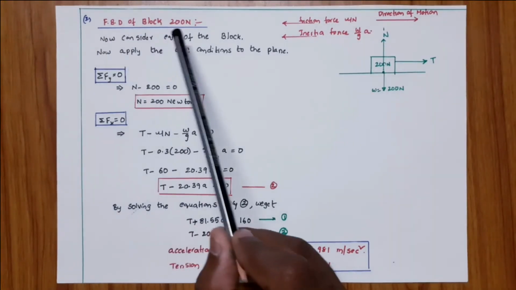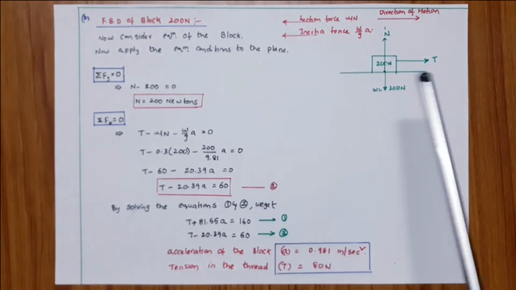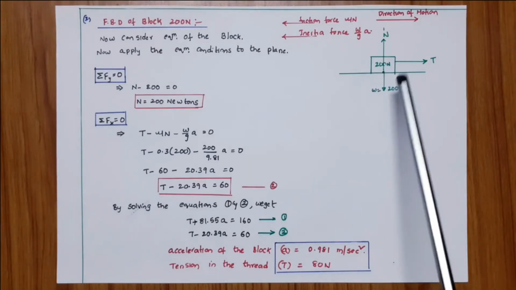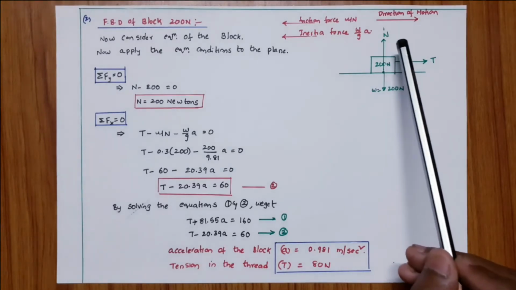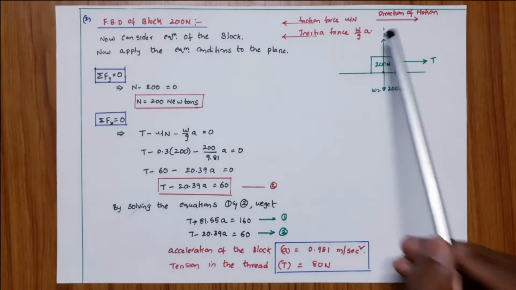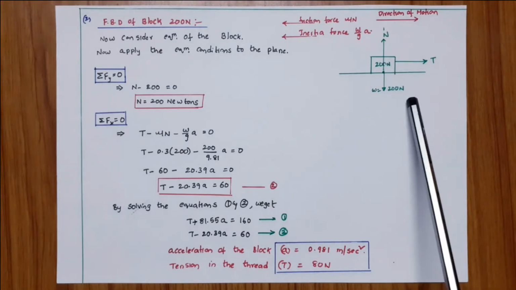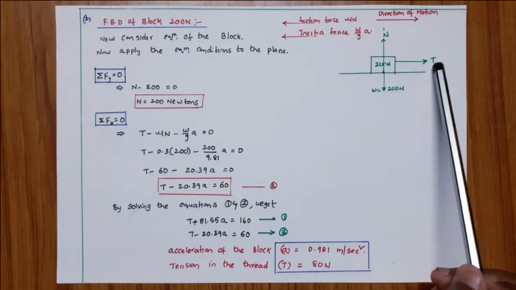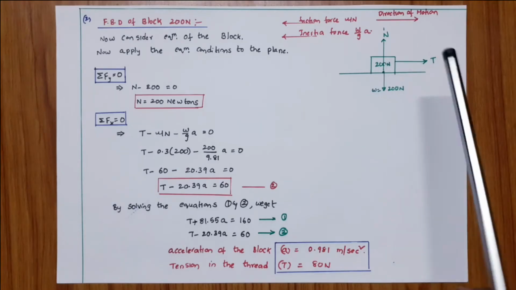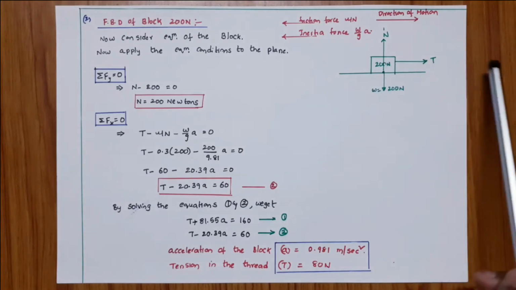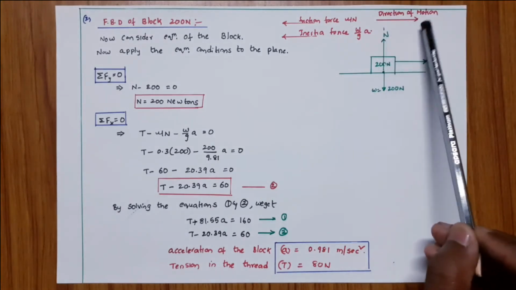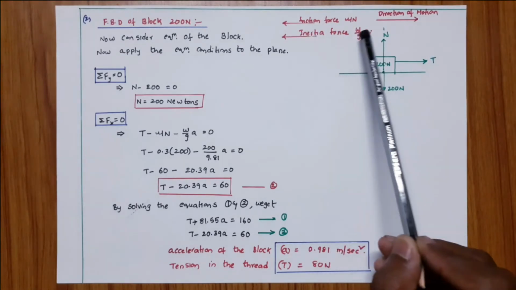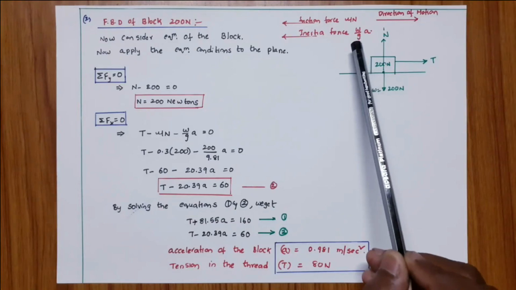Now free body diagram of block 200 Newton. So this is the block 200 Newton. Here, at the contact between the block and the plane, the normal reaction is generated. N is acting upwards, the weight of the block, 200 Newton, is acting downwards. The tension in the string T always acts away from the block, so T is acting towards right. The direction of motion is towards right. The friction force mu N and inertia force W A by g are acting towards left.